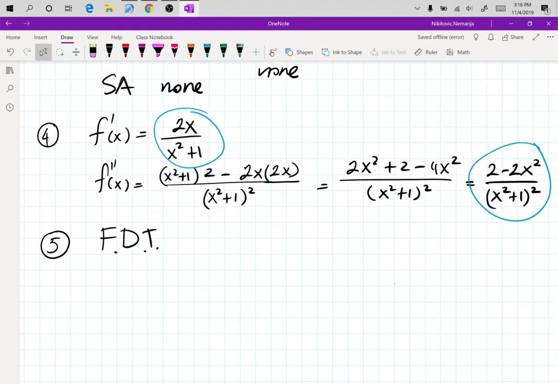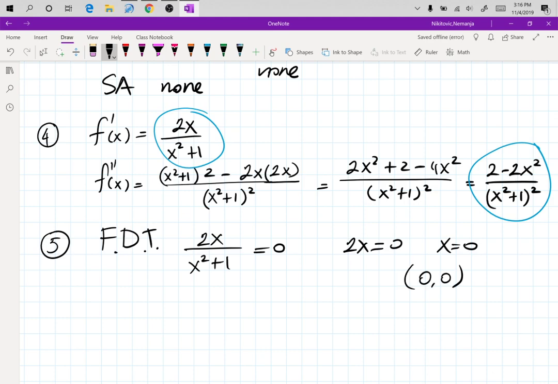For the first derivative test we need critical points. So 2x over x squared plus 1 equal to 0. When you cross multiply you get 2x equal to 0, x equals 0. So we know that there is a critical point at (0, 0). We already had the point (0, 0) before, so now we need to figure out whether this point is a min or a max. We do that through increase, decrease, partitions, and all of that good stuff.